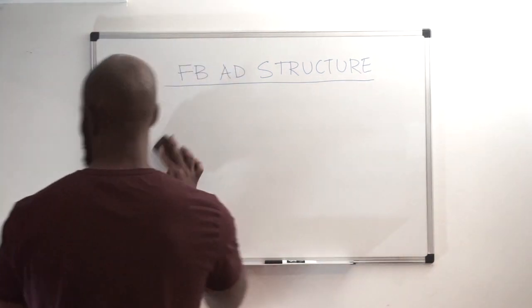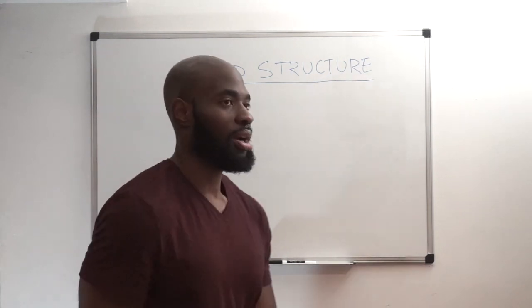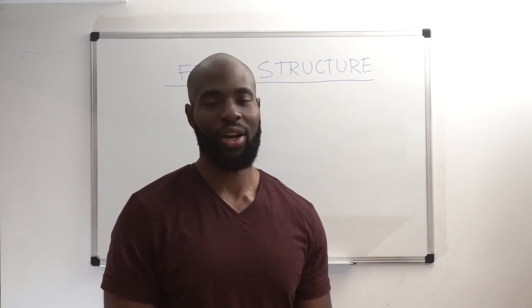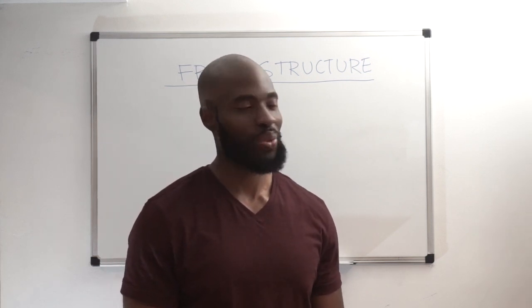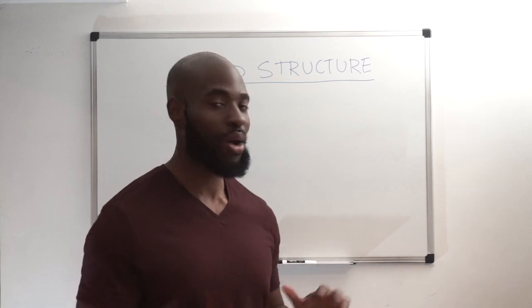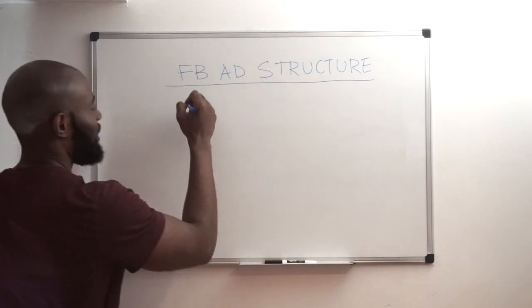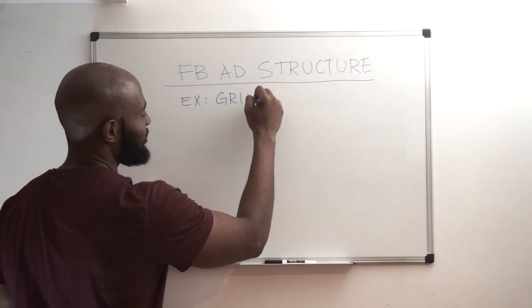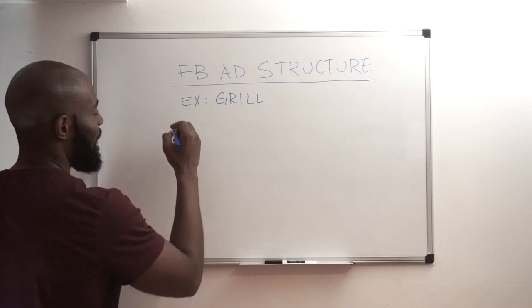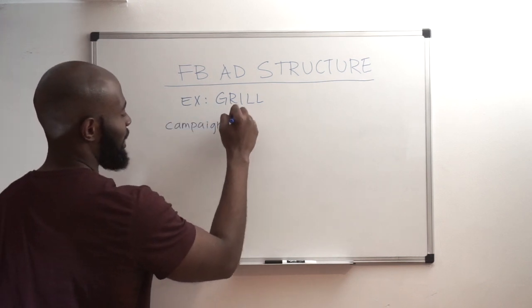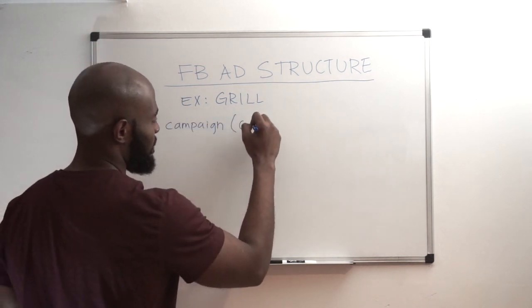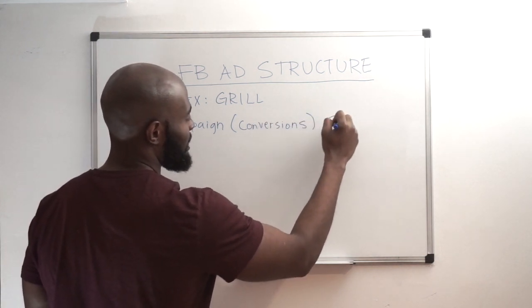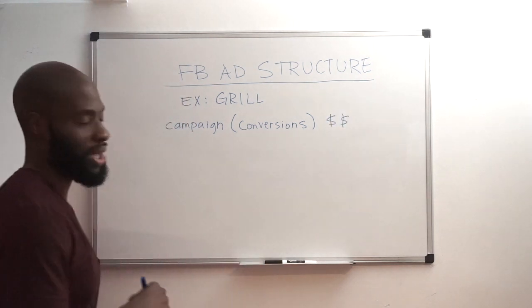So let's say I sell something random. Okay, so let's say you're trying to sell, I don't know, a grill. It's really random, but let's say you're trying to sell a grill, okay? So this is how the structure, an example of a campaign, could be. Our campaign, the objective of our campaign, is going to be for conversions, okay? We want somebody to basically buy, right? That's our campaign, all right?